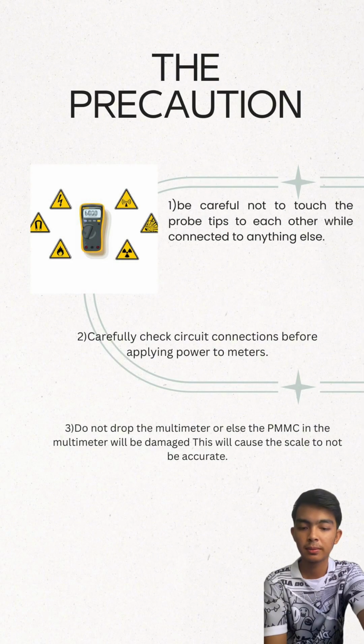The precautions. First, be careful not to touch the probe tips to each other while connected to anything else. Second, carefully check circuit connections before applying power to the meter. Third, do not drop the multimeter or else the PMMC in the multimeter will be damaged. This will cause the scale to not be accurate.